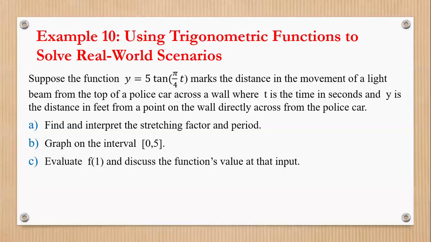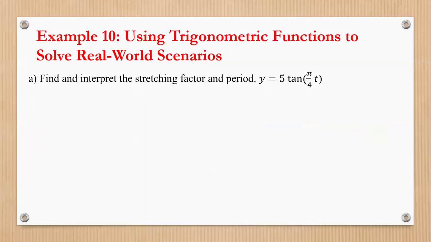Find and interpret the stretching factor and the period of this function. If you look at the equation of this graph, what's the stretching factor, or A? The stretching factor is 5, and the period of the function is, since it's a tangent, pi over b, which is pi over 4, and if you do the complex fraction, you get 4. So what does it mean now? What does it mean that the stretching factor is 5 and the period is 4?